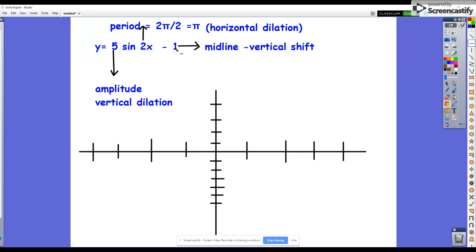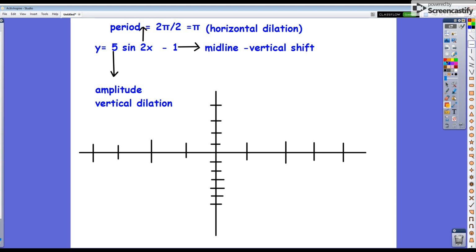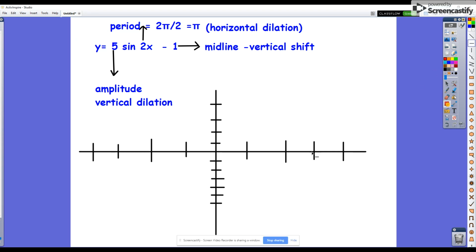So this is where I'm going to start with sketching this graph. At y equals negative 1, I am going to draw a horizontal line there. So I go over here and get my tool, and I'm going to make that red. So at negative 1, you go through negative 1, all the way across here. This is y equals negative 1.